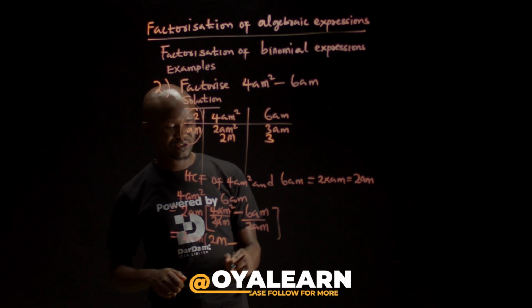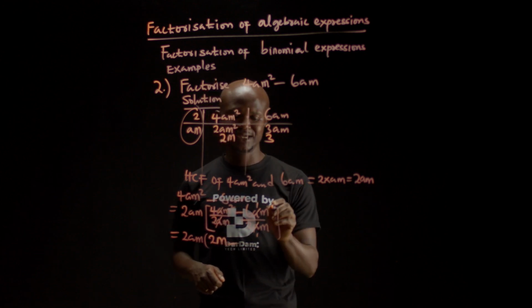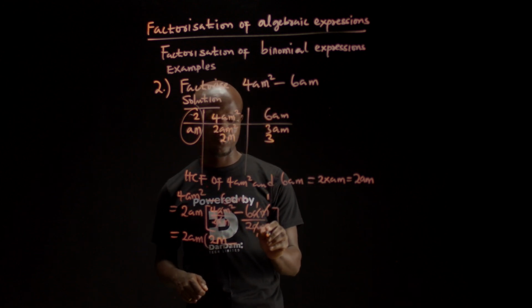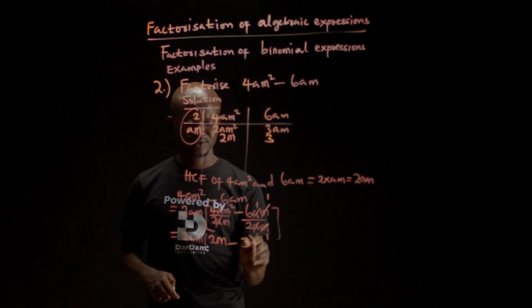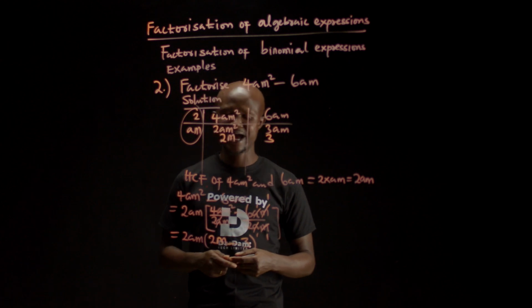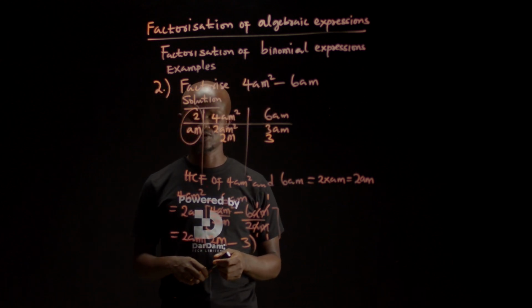Then minus a, we also go with a. Am over am is 1. So 6 divided by 2, what do we have? We have 3. So the answer is 2am into bracket 2m minus 3. That is the solution to the problem.